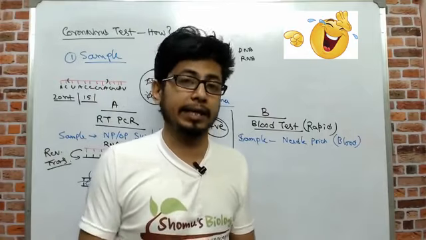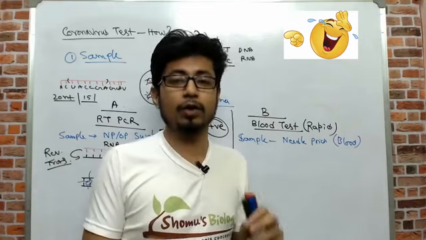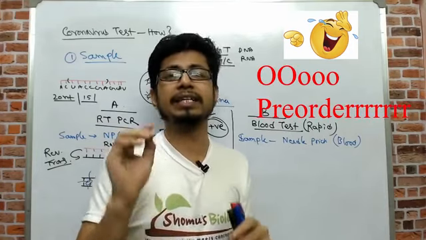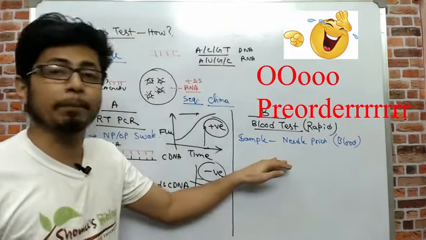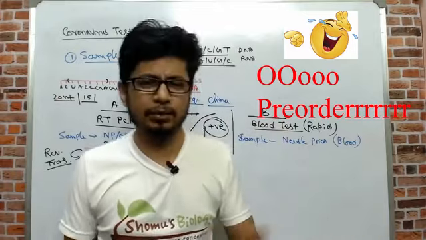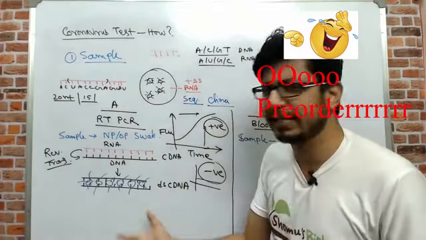You need to pre-order the kit to test yourself for COVID positive or negative at your home within 10 to 15 minutes. But this test is a blood test. Now what is the difference here? In the blood test it's quite easier. You don't need to understand a lot of these molecular techniques and details.